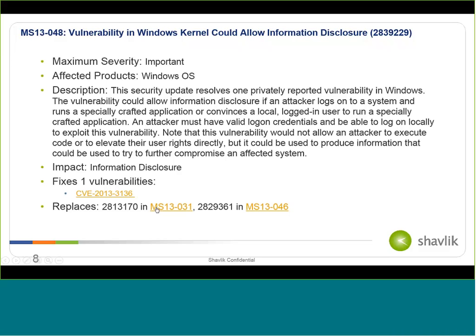It does replace two previous patches, MS13-031 on most operating systems, and I believe on Windows 7 64-bit MS13-046 is the replacement, or the patch that's replaced by this.